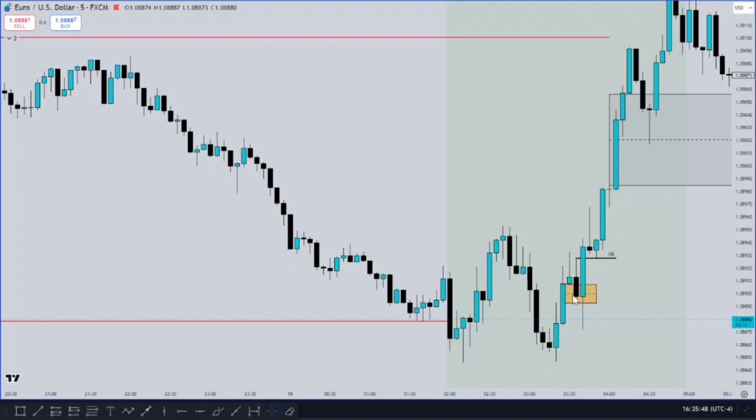This would have been your entry if you had to use 2 time frames. You'd be buying at this spot, anticipating price to go for the buy side liquidity, which is the red line you see above.